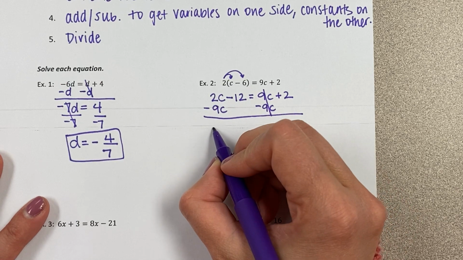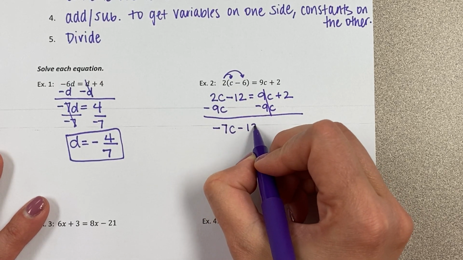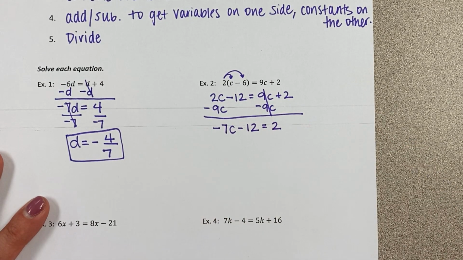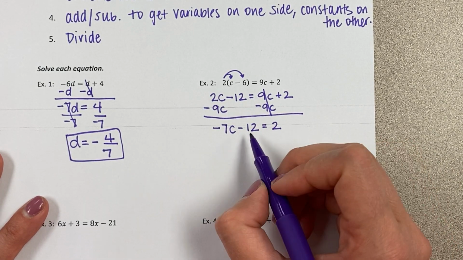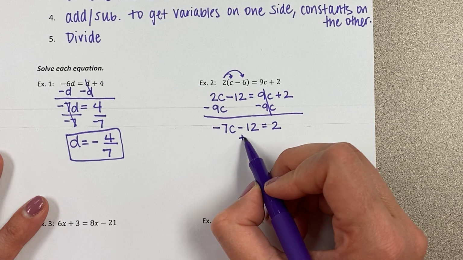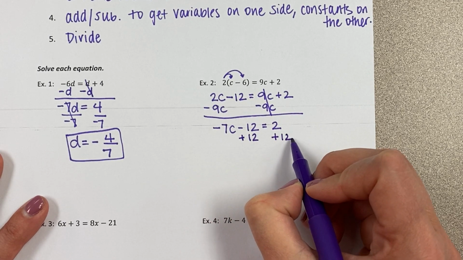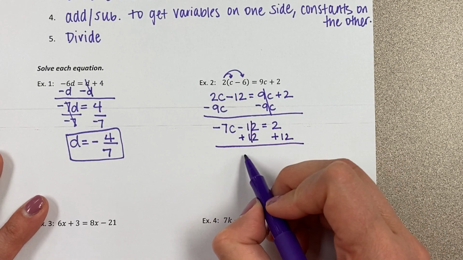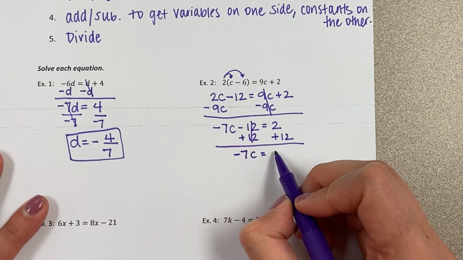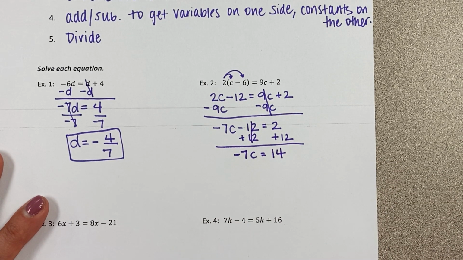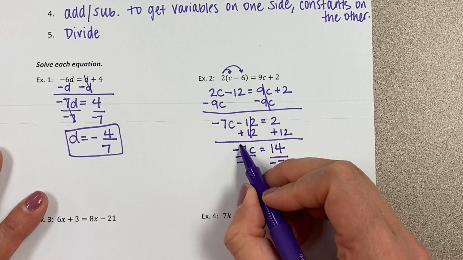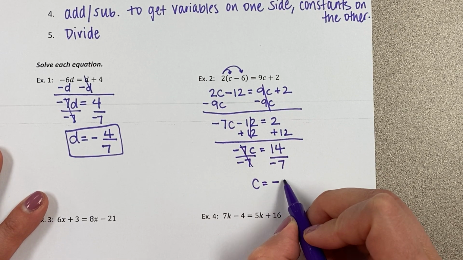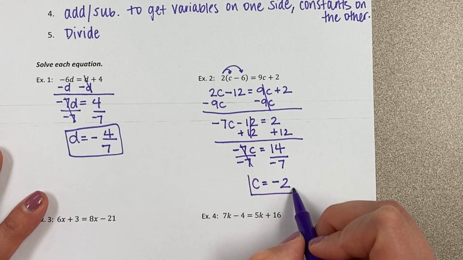2 minus 9 is negative 7. I'm going to rewrite everything, keep it nice and neat. I'm going to bring this 12. I need to bring it to the other side. So right now it's minus 12. I need to add 12. Get c by itself, we have to divide by negative 7. c equals negative 2.